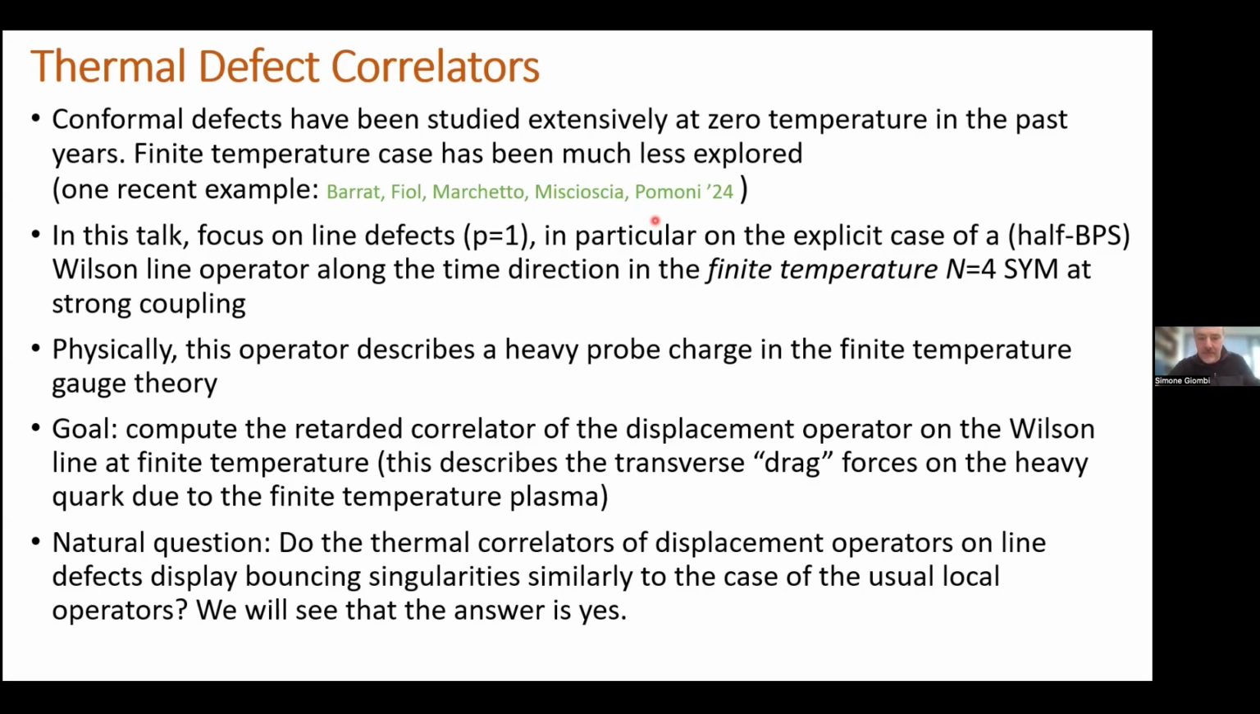And the natural question is whether thermal correlators of displacement operators in this setup also have similar signatures of bouncing singularities, like the case of the usual operators, single trace operators, local operators. And well, of course, the answer is yes. Otherwise, I wouldn't be giving this talk. But we'll see how that comes about.